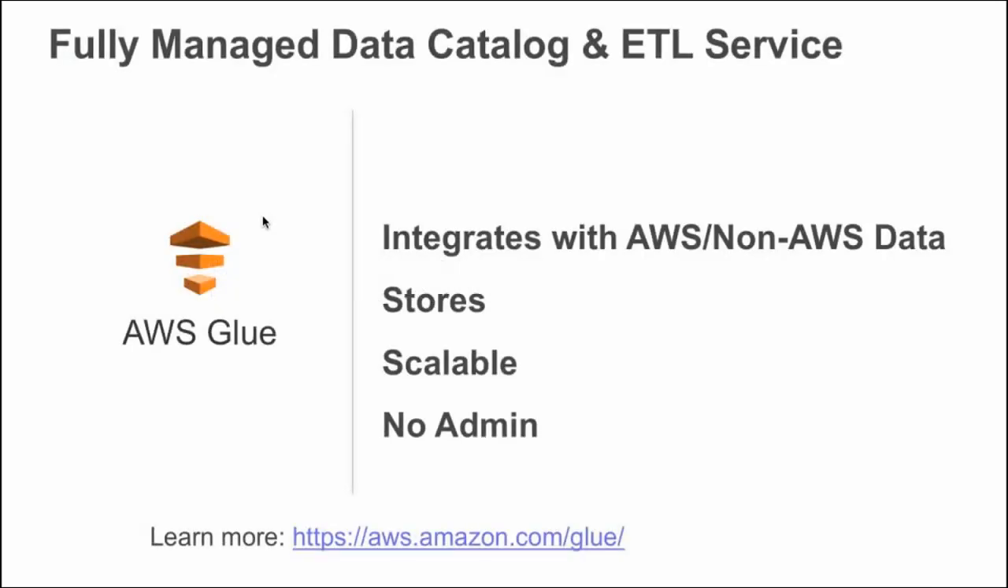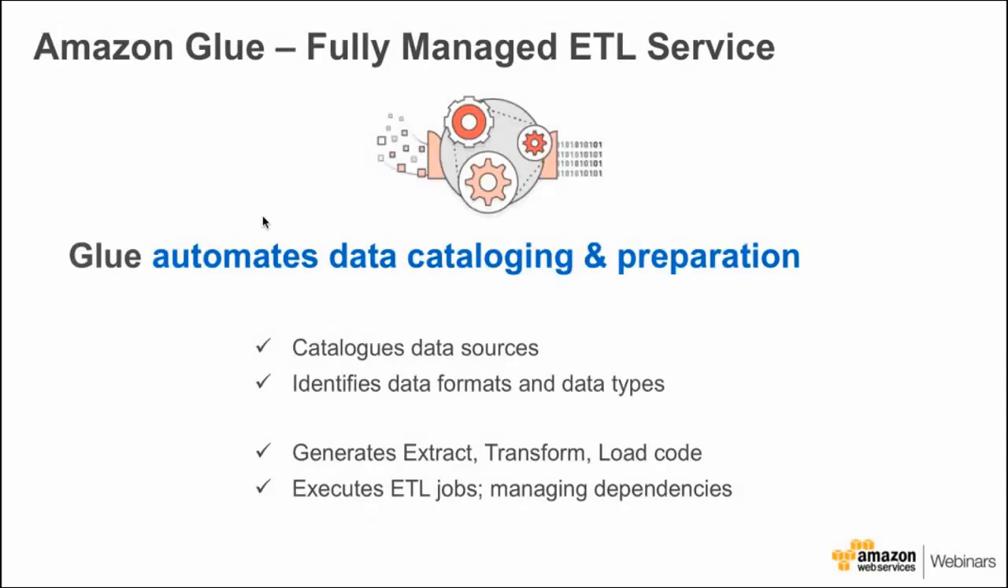So AWS Glue is a new service that AWS released that is designed to manage data catalog for you with no administration, with scalable capabilities, and it integrates heavily with AWS services and also non-AWS data stores as well. So why am I talking about Glue? It's a fully managed ETL service. It automates data cataloging and preparation. There's no effort on your end to spin up Glue for you to use.